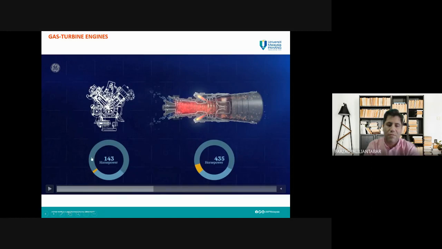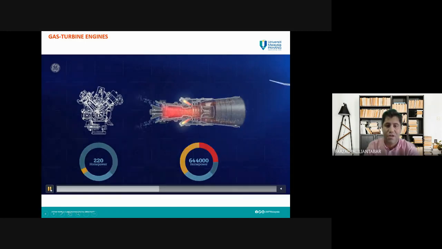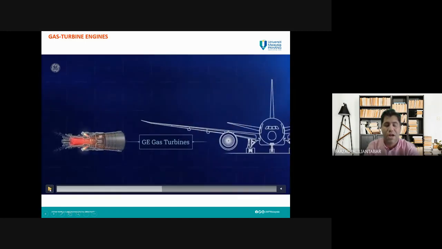For the engine, maximum we can get 143. Even higher we can get actually. But for a gas turbine engine, the power which we can get is much higher. You can see here, if we compare 220 horsepower compared to 644,000 horsepower for this gas turbine engine, we can get much higher power from the gas turbine engine.